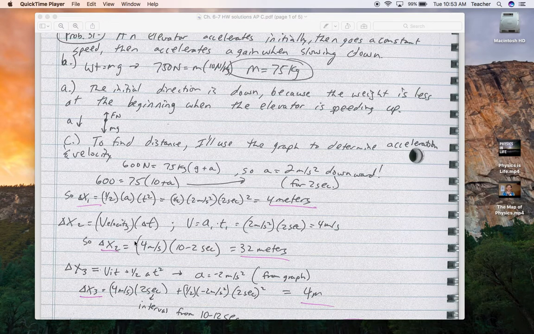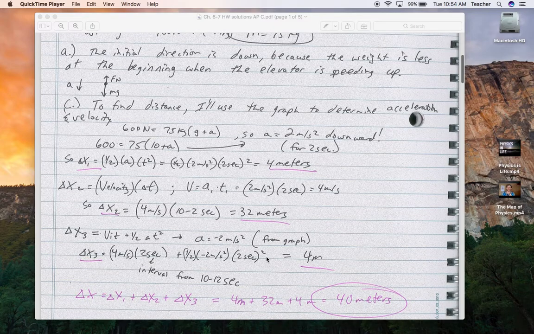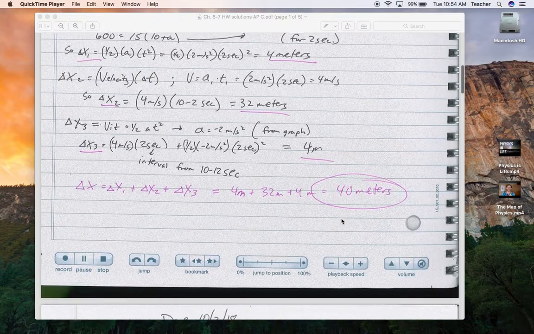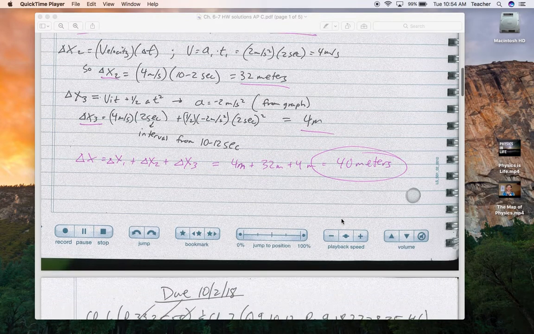At a constant speed, moving from 2 to 10 seconds, the elevator goes another 32 meters. And then finally, the displacement during the third part, when it's slowing down, has an acceleration of negative 2 meters per second squared, but an initial velocity of 4 meters per second. It travels another 4 meters. So overall, the displacement of the elevator is 40 meters. I guess I did not need the mass to figure that out for any of those. But that was pretty challenging.